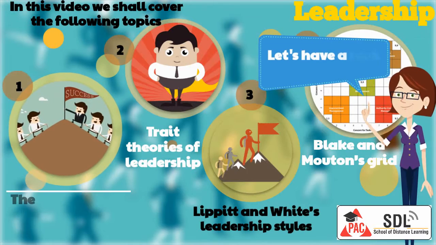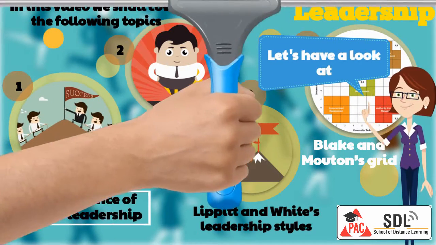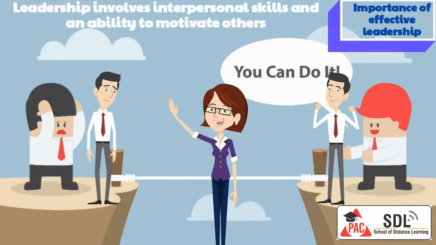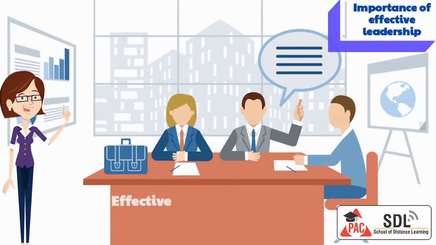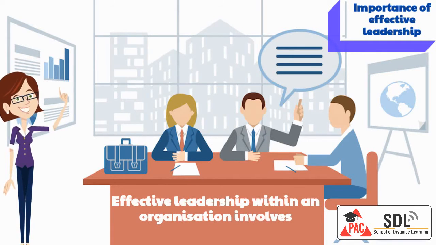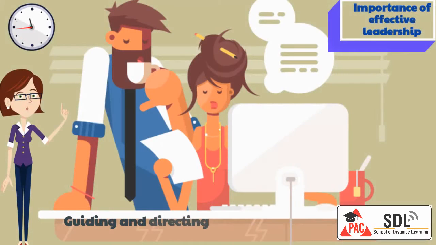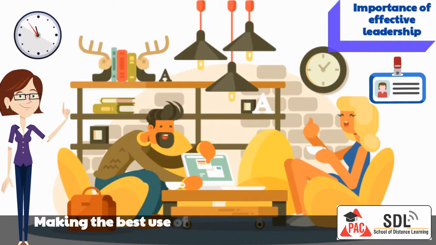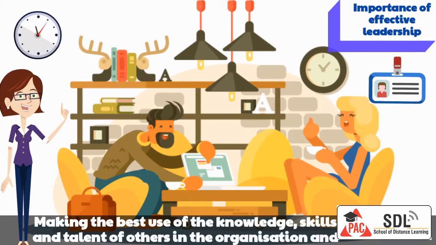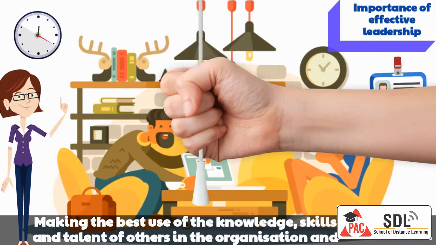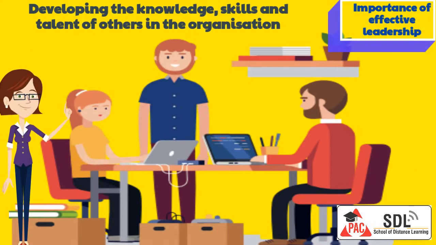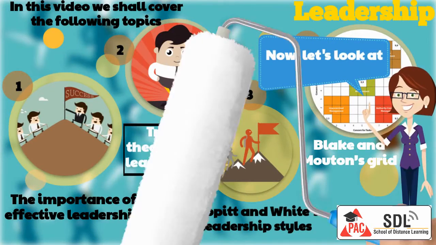Let's have a look at the importance of effective leadership. Leadership involves interpersonal skills and an ability to motivate others. Effective leadership within an organization involves guiding and directing others to achieve the goals of the organization, making the best use of the knowledge, skills, and talent of others in the organization, and developing the knowledge, skills, and talent of others in the organization.